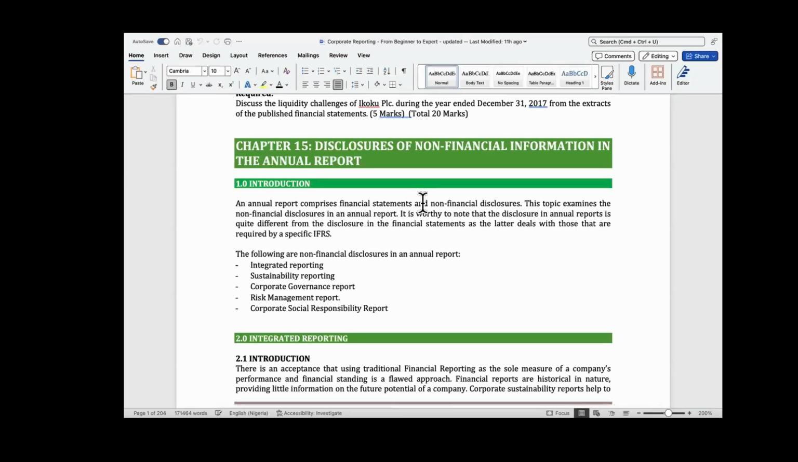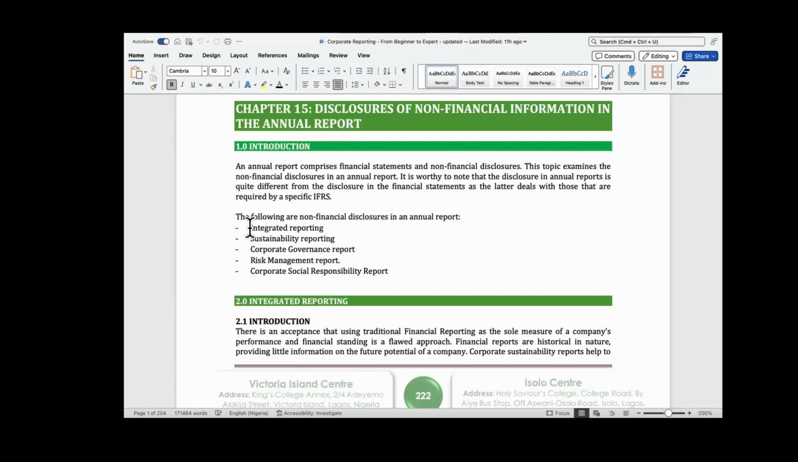However, an annual report goes a little above that because there are some non-financial disclosures that you would find in an annual report. And those non-financial disclosures are: we have integrated reporting, we have sustainability reporting, we have corporate governance report, we have risk management report, and we have corporate social responsibility report. Nobody is going to ask you in the exam to prepare any of these reports. What we just want to be sure is that you understand what these reports are and why they are important to be included in the financial statement.